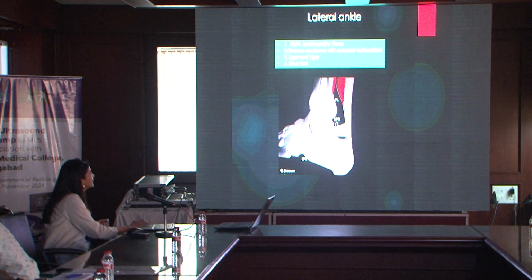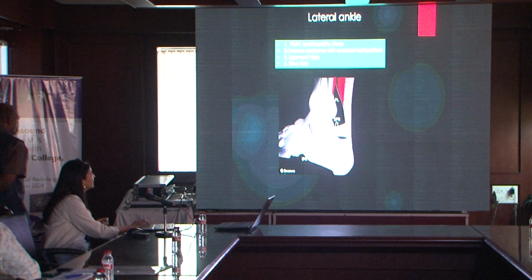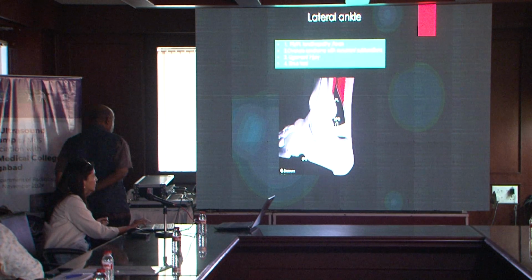So the peroneal tendons are the peroneus longus and brevis tendon. They are held together in place by a superior peroneal retinaculum.